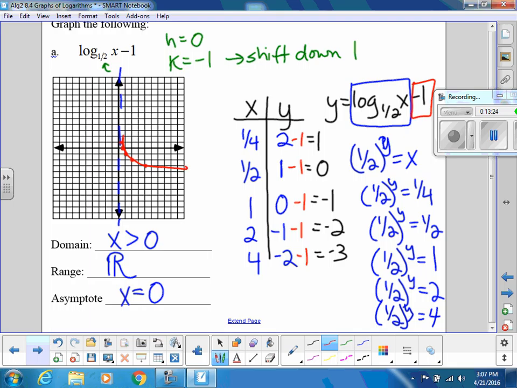So do you see how this one, it's getting further away from the x-axis, but it's going down instead of going up. And it hugs that asymptote. It's getting closer and closer to that vertical asymptote there. Okay, so that one looks different because our base was a fraction, 1/2, rather than a whole number like the 2 that we just did. All right, let's do one more.